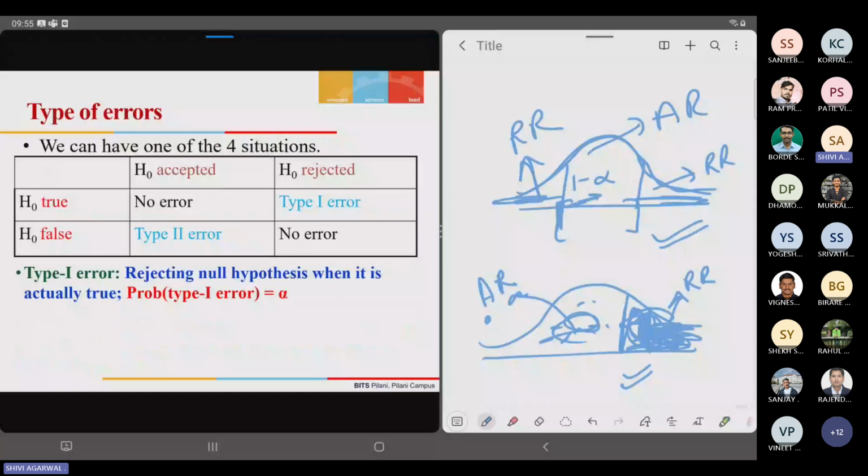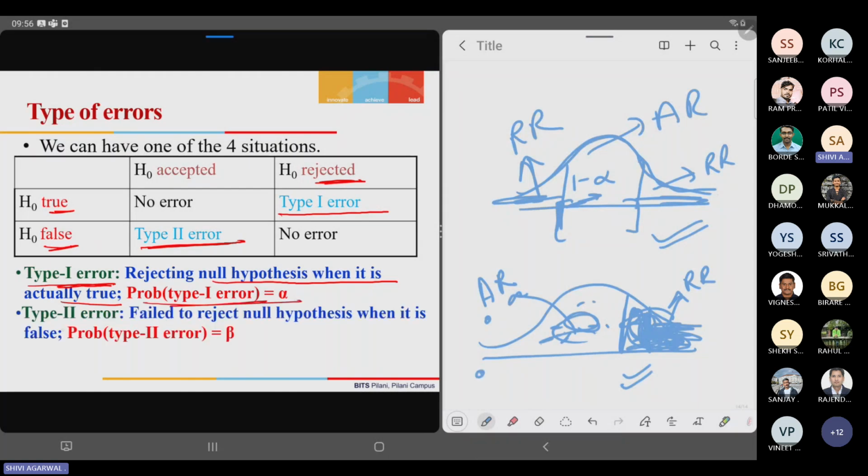Okay. So when we are doing this, because we don't know the exact value of theta naught, we are making some error here. So there are two types of error: when we reject H0 when H0 is true, and when we fail to reject H0 when H0 is false. So type 1 error is when we reject the null hypothesis when it is actually true. That is the probability of type 1 error, and it is denoted by alpha. And type 2 error means what? Fail to reject H0 when it is false.